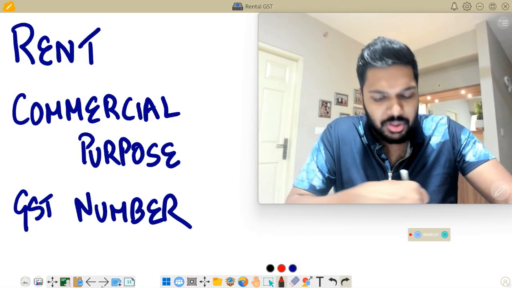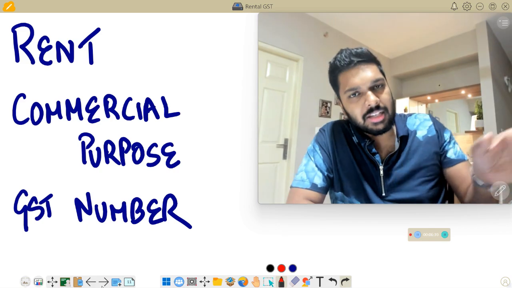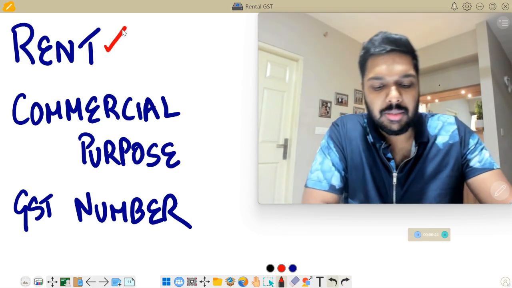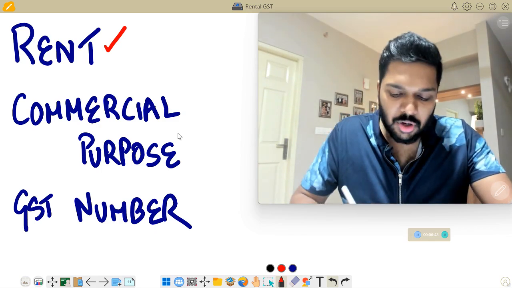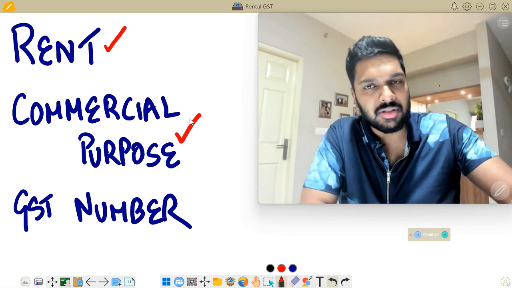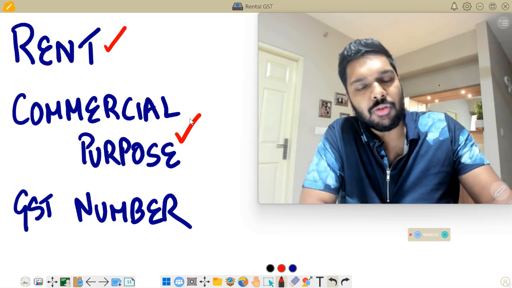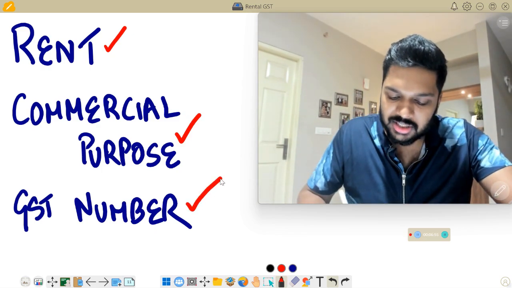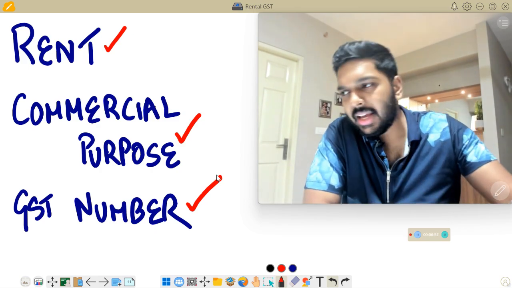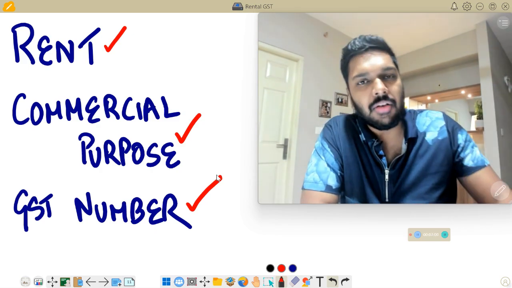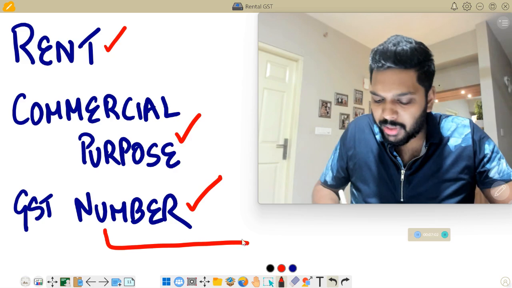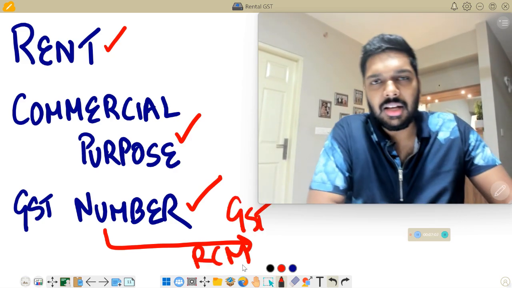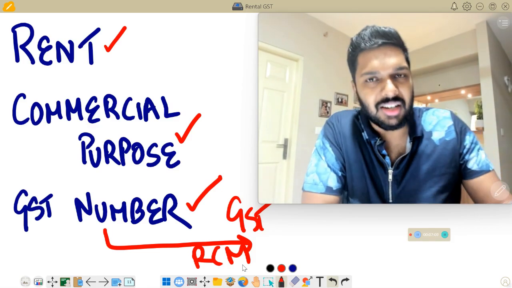So to put it in simple words, as a conclusion, if you are on the receiving end, or you are the tenant and you are taking a property on rent, and it is for a commercial purpose, maybe for a profession or a business, even though the nature of the property may be residential, it is for a commercial purpose and you have a GST number, that means you are GST registered. If your landlord does not have a GST registration, you are liable to pay GST to the government on reverse charge. This is the most important takeaway from this particular video.